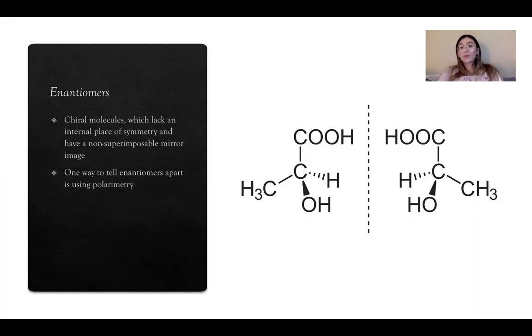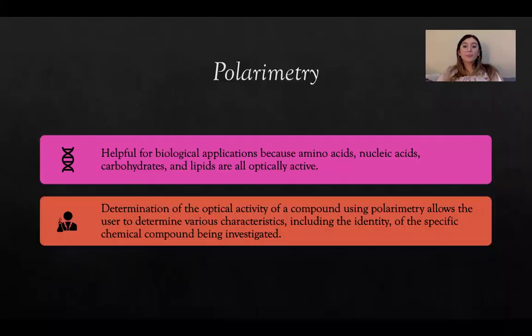One way to tell between these two enantiomers, for example, these two on the screen, would be using polarimetry. It is helpful for biological applications because amino acids, nucleic acids, carbohydrates, and lipids are optically active. For our lab, we're going to be using sucrose and fructose, I believe. So that is also part of our macromolecules.